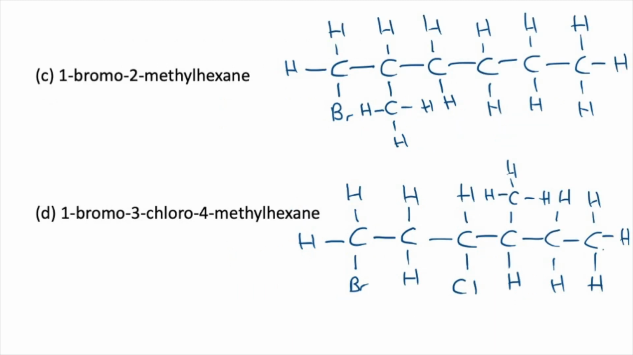Now for question C, you're asked to draw the full structural formula for 1-bromo-2-methylhexane. So you have to draw 6 carbons in the longest chain, and you have to put a bromine on carbon 1 and a CH3 group on carbon 2. And for question D, you're asked to draw the full structural formula for 1-bromo-3-chloro-4-methylhexane. So you put a bromine on carbon 1, you put a chlorine on carbon 3, and you put a methyl group, a CH3 group, on carbon 4.